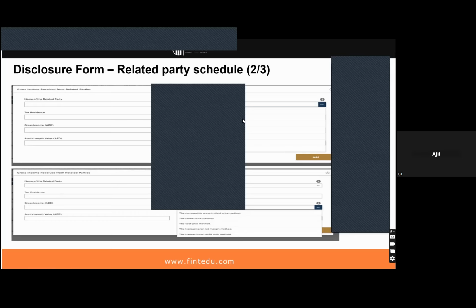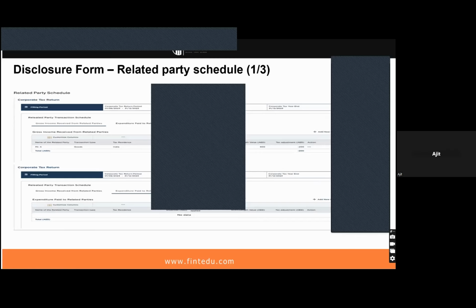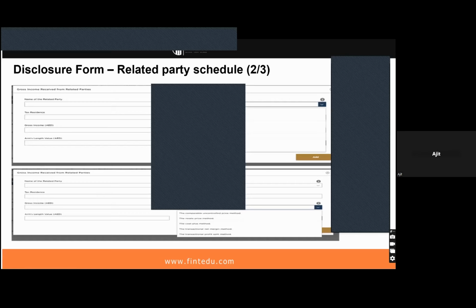ESOP given to a connected person, how is it to be disclosed? If it is a part of the compensation, it is to be disclosed as payment to the connected person. And one more thing, if you see the disclosure form, it says gross income received or expense paid. It does not mean actually paid and received. Transfer pricing works on an accrual basis, so it has to be accrued in the books. While the disclosure form mentions expense paid and income received, it doesn't need to be an actual receivable. Even if it is an accrual, this is sufficient.